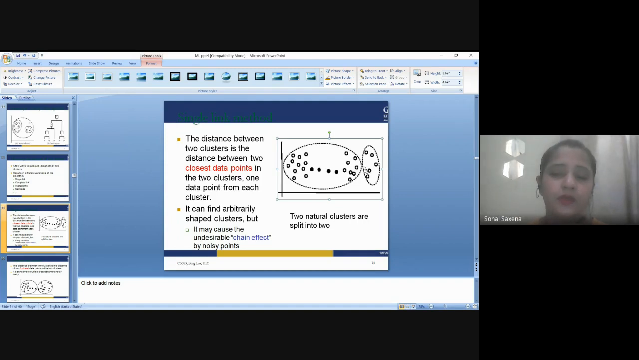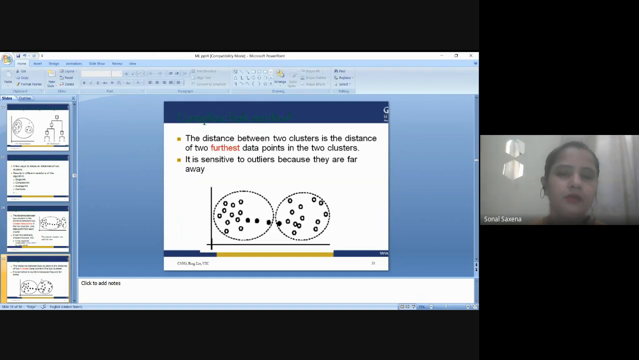A single data point from each cluster will be taken up, which has the shorter distance. So we can take this up. Then it can find arbitrarily shaped clusters, but it may cause the undesirable chain effect by noisy points. So two natural clusters are split into two. This is the point.